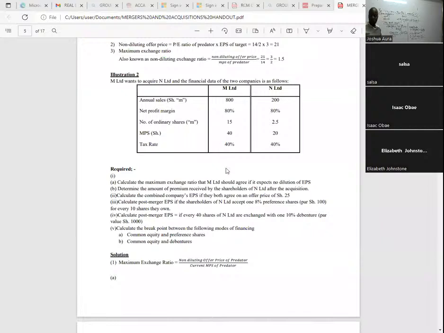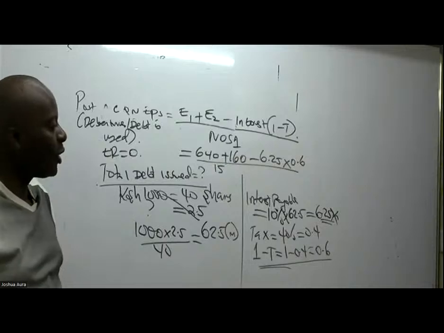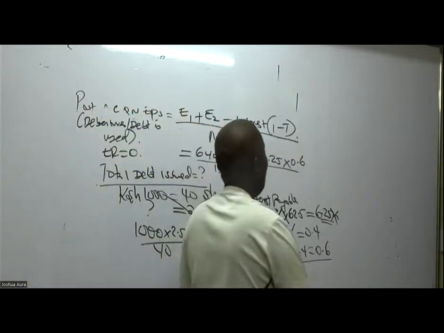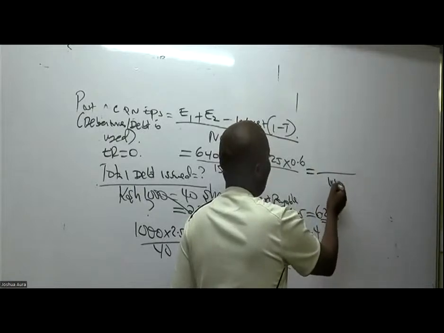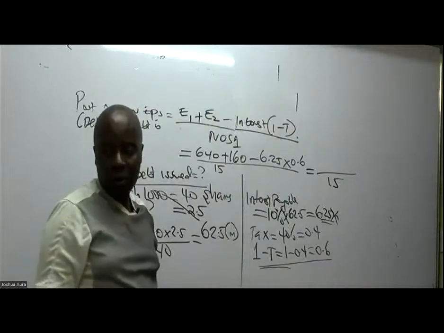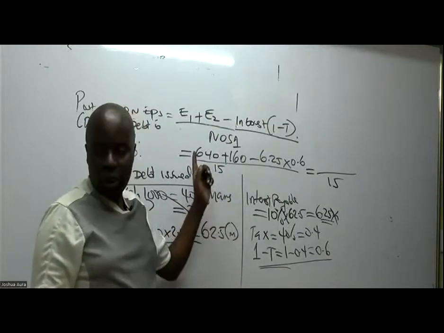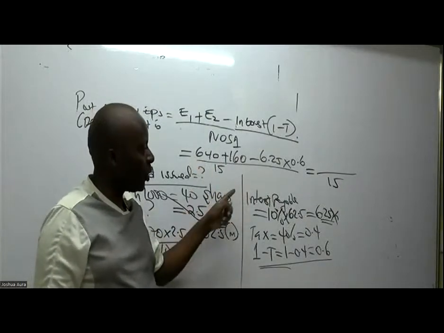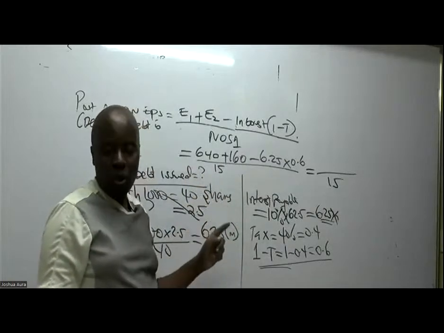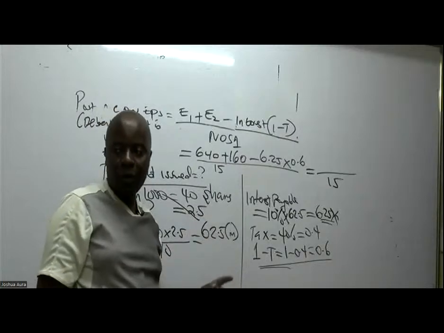So please go slowly to give us the numerator figure. First of all, give us the numerator. Give us the denominator, I know it is 15. How about the numerator? Please give this to me separately. So we have 640 plus 160 minus 6.25 times 0.6 equals. Please give me this figure.